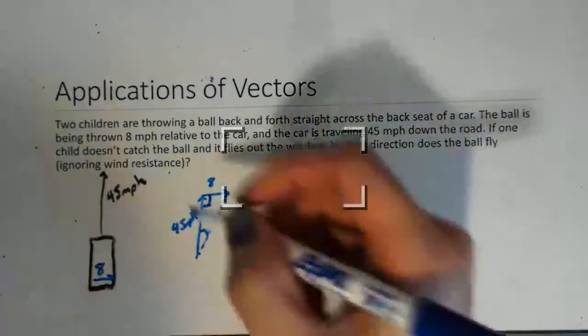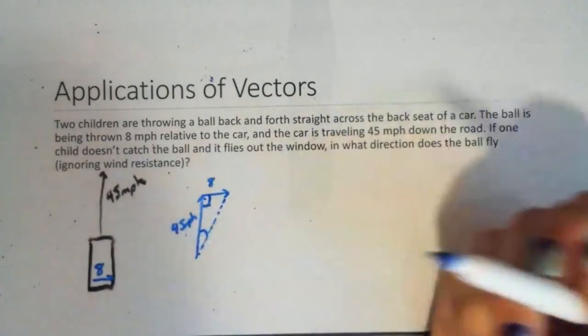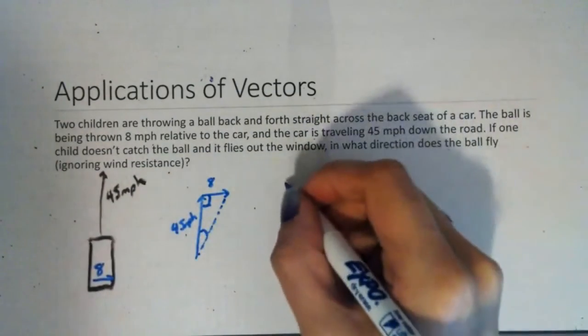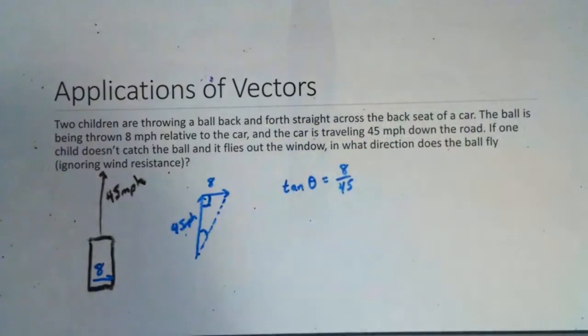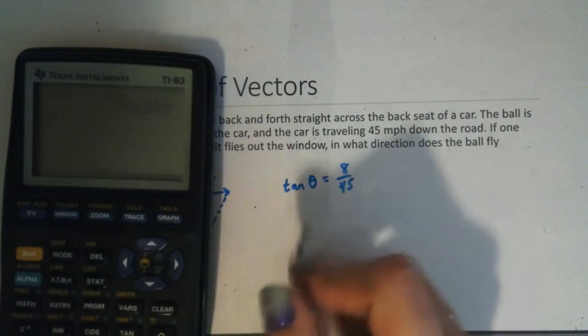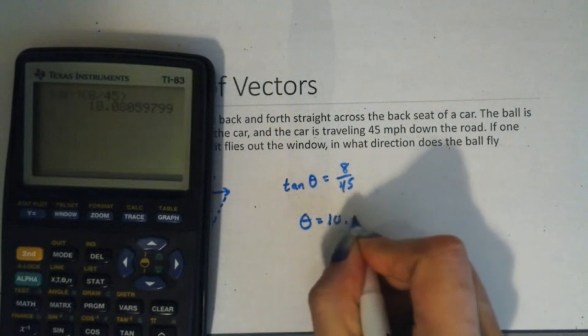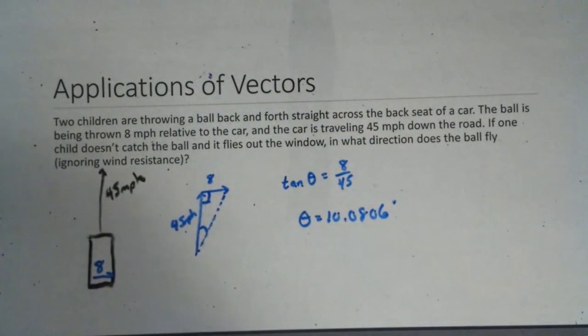This is actually a right triangle because we have north and, I guess in the way I drew it, east. I have the opposite and the adjacent. This is just a tangent problem. The tangent of my angle is equal to 8 over 45. If I inverse tangent it, I get that theta is equal to 10.0806 degrees, and that's all it wants. This ball is going to fly at an angle of 10.0806 degrees. That is the end of pre-calculus.